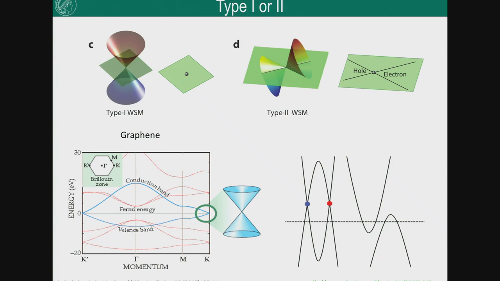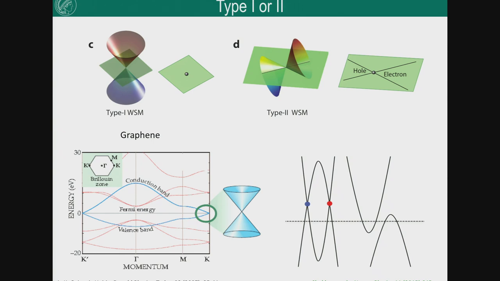But life is always more gray and not simply white and black. And in many of the compounds, the real solids we are investigating, the cone is not nicely standing up, and the point is not really a point, so it's much more complex. The cone is tilted. So very often I get the points above the Fermi energy, below the Fermi energy, or electron and hole. If the cone tilts, I automatically get electron and hole pockets.